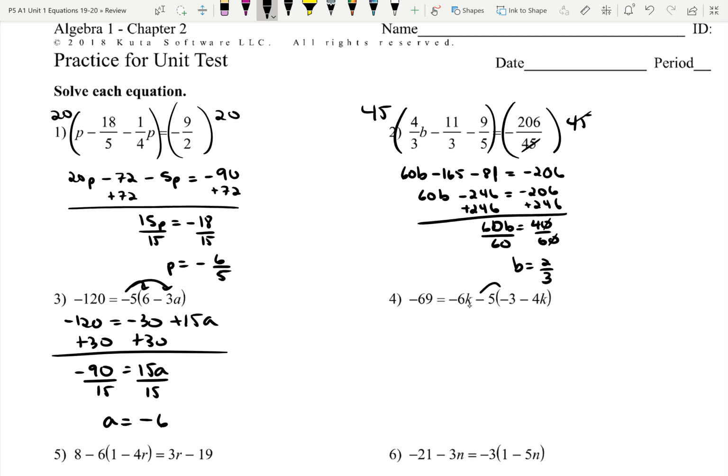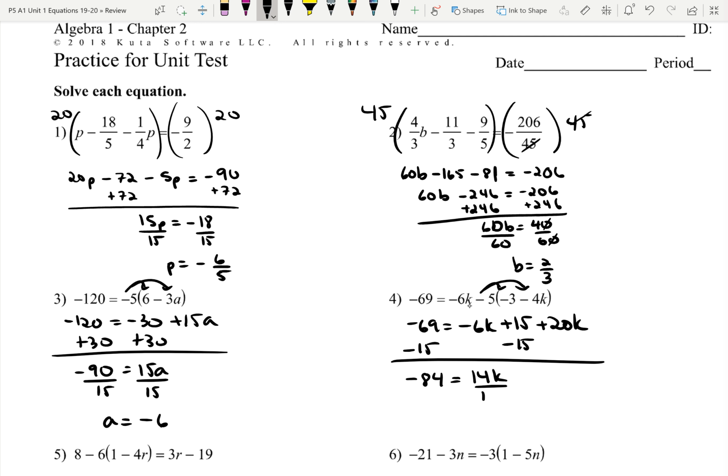Again, we need to distribute a negative 5 in number 4. We have negative 69 is equal to negative 6k plus 15 plus 20k. Combining like terms on the right at the same time that we subtract 15 from each side, we see that negative 84 is equal to 14k.